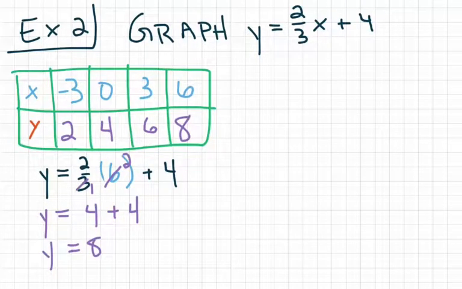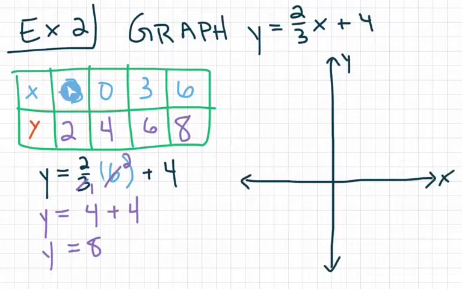So there is our table. Our x values are negative 3, 0, 3, and 6. Our y values are 2, 4, 6, and 8. If we see a pattern in one row, we should see a pattern in the other row as well. So now that we have our 4 ordered pairs, we need to plot those 4 ordered pairs on a coordinate grid and graph the line for those points.